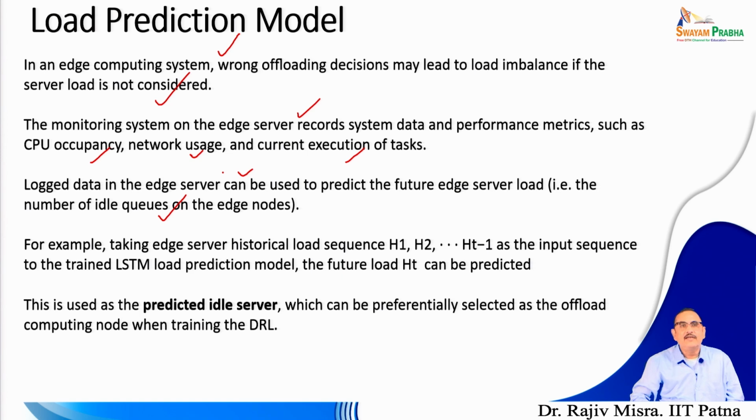For example, taking the edge server historical load sequence H1 to HT-1 as the input sequence to the trained LSTM load prediction model, the future load, that is ST, can be predicted. Therefore, this is used as the predicted idle server, which can be preferentially selected as the load computing node when training the deep reinforcement learning.